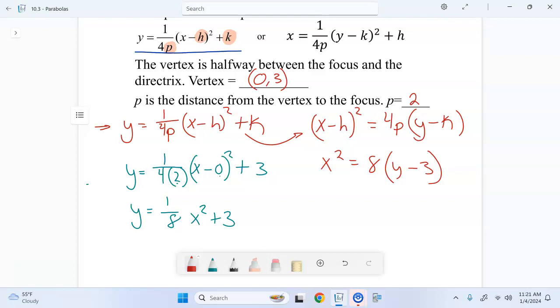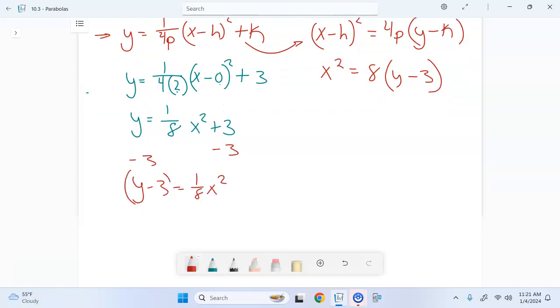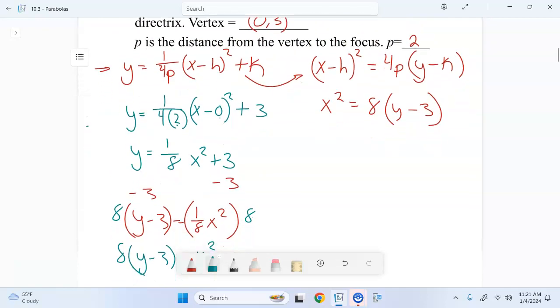So instead of 1 over 8, we have 8. Okay? Because what we did, we actually multiplied the other side. Alright? Instead of plus 3, we have minus 3. We can rewrite this equation in standard form by subtracting 3 and then multiplying by 8, and we get 8 times y minus 3 equals x squared. Same equation. Okay, so we can go back and forth between them pretty easily. Alright? So, same equation, just a different notation.